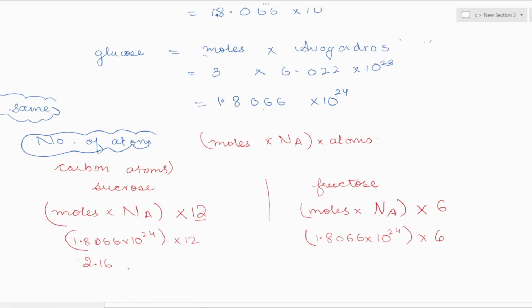2.16 into 10 to the power. Okay. So which one has more carbon atoms? Sucrose. Sucrose, right? Okay.